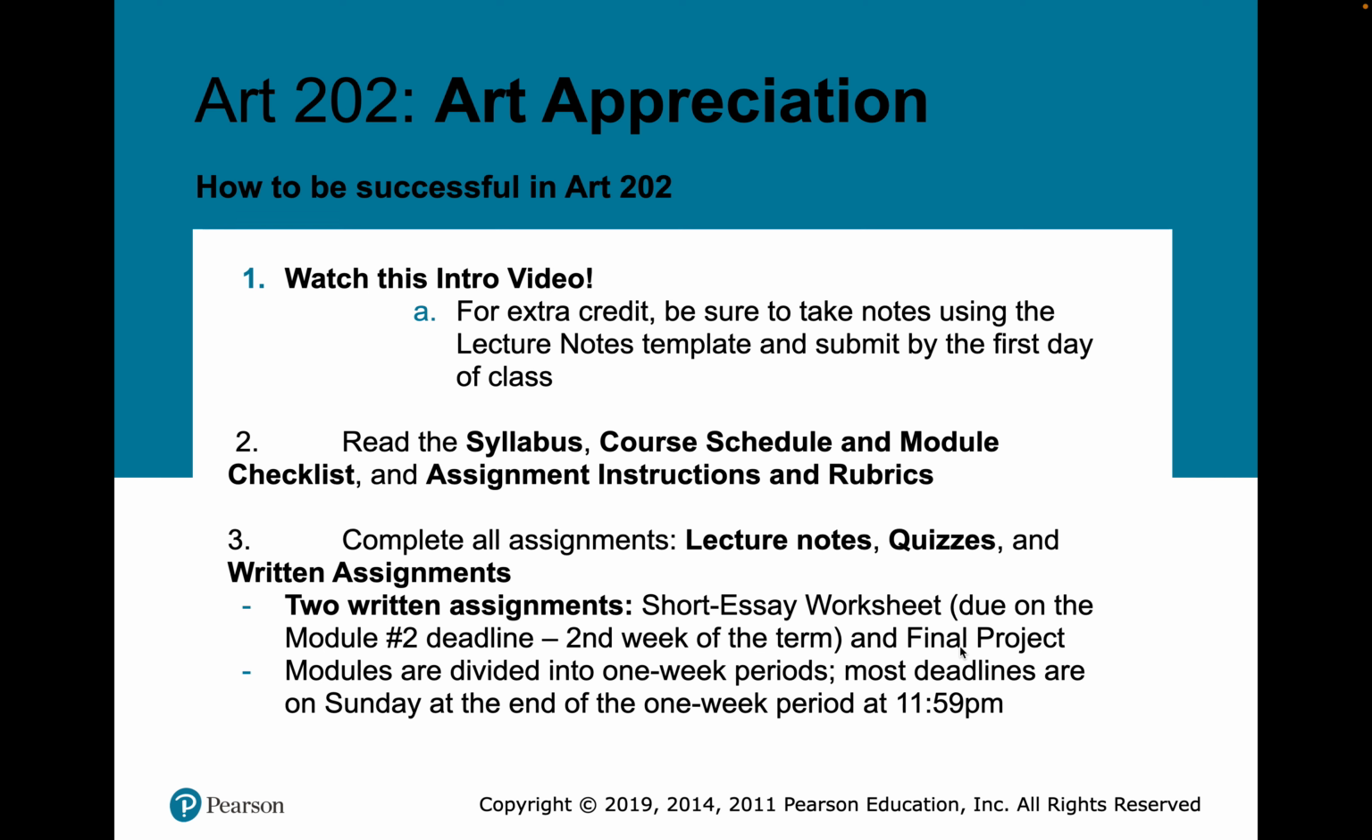Next is to read the syllabus, your course schedule, module checklist, and the assignment instructions and rubrics. I'll go over those when we get into the Canvas shell. And then complete all your assignments, your lecture notes, quizzes, and written assignments. There'll be 2 written assignments, a short essay worksheet due in the Module 2 deadline, which you'll see in the second to third week of the term, and then the final project. Modules will be divided into 2-week periods, but most deadlines will be on Sundays at the end of our 1-week period at essentially midnight.